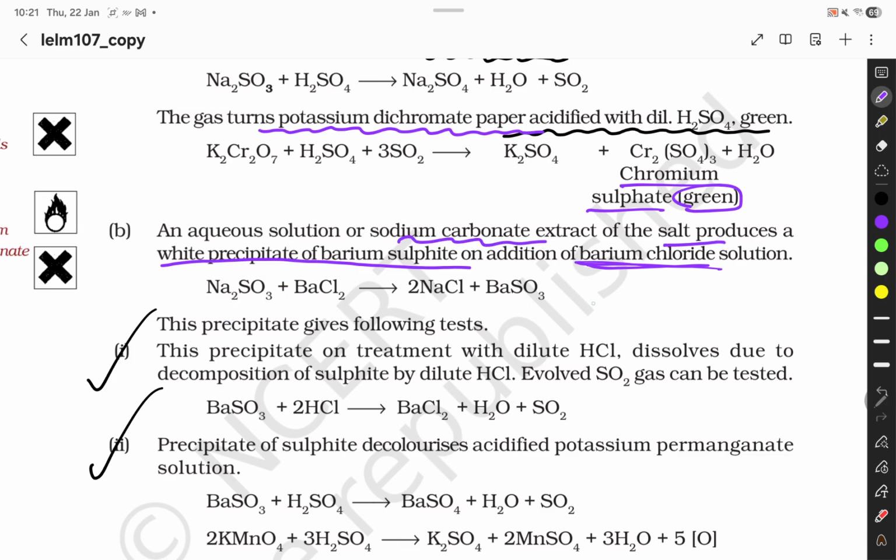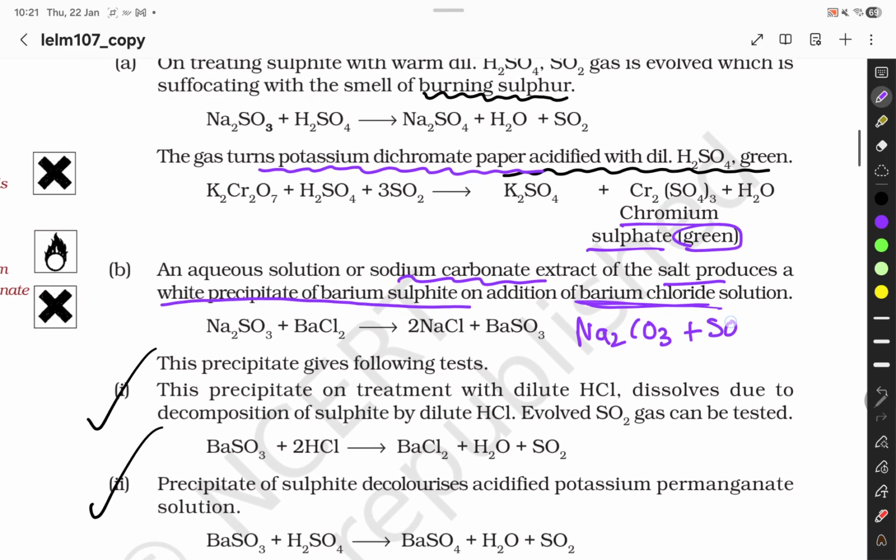If you want to react it in any ionic mechanism like BaCl2, any double displacement reaction, you have to create a sodium carbonate extract. You have to react it with sodium carbonate. The gas released here is SO2, so basically you'll form Na2SO3 because of the SO3 2- ions present.